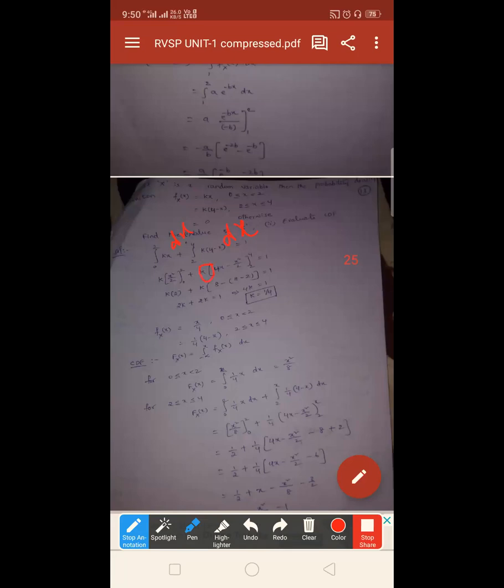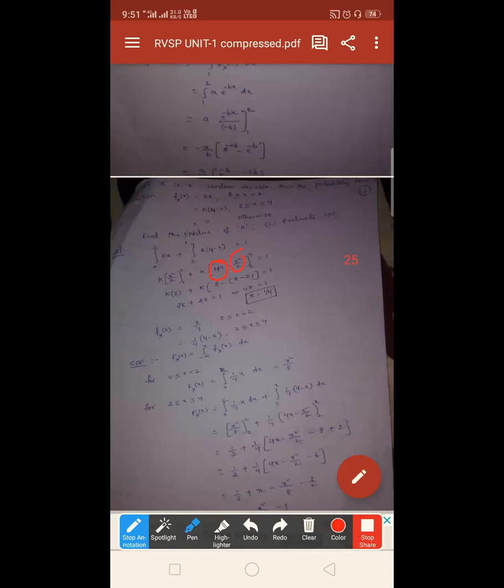Integral 4 minus x dx. 4 is constant, so again, you have to write it outside. Integral 1 dx means x. That's why you will get 4x as the first term. Okay, what is the next term? Minus integral x. Integral x is x square by 2. So that is the second term.